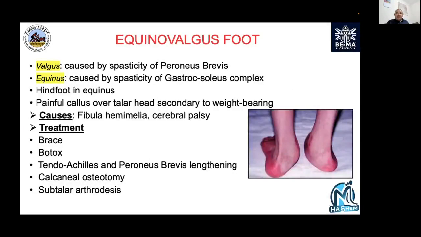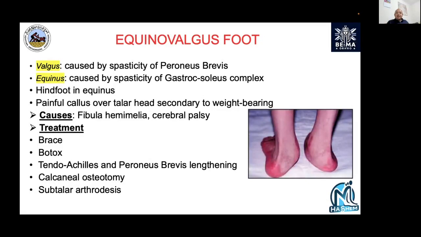The other way around is the equinovalgus foot, and again, the equinus is because of the spasticity of the gastrosoleus complex, and valgus is because of overpower of the peroneus brevis. The hind foot will be in equinus, and there will be a callosity over the talar head on the medial aspect of the foot. The commonest cause of this is lost lateral structure of the ankle in fibular hemimelia and cerebral palsy. In fibular hemimelia, the ankle is called a ball and socket ankle, and it has lost the fibula. There is no distal fibula there. With a ball and socket ankle, it is easy for the ankle to go into valgus and equinus.